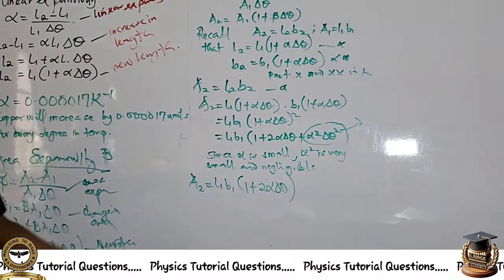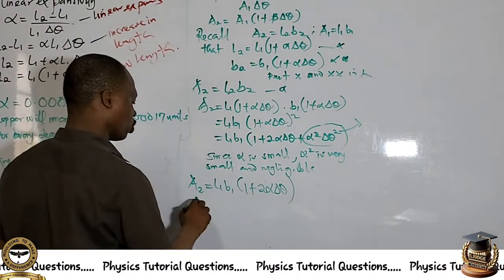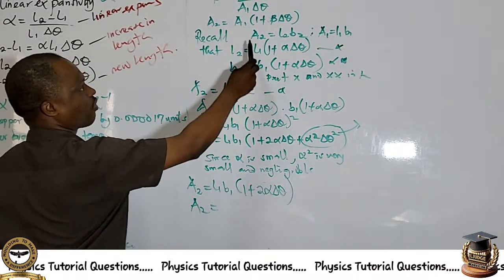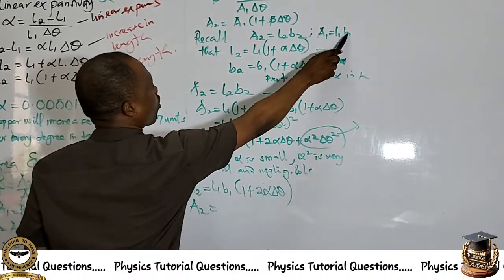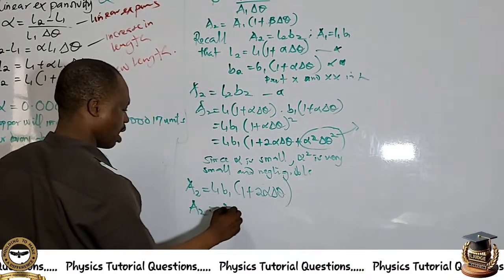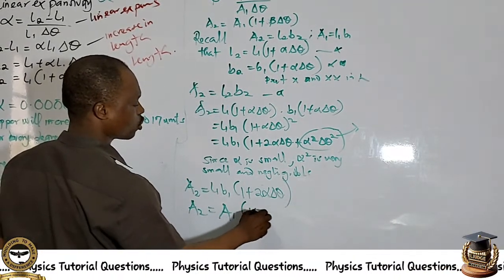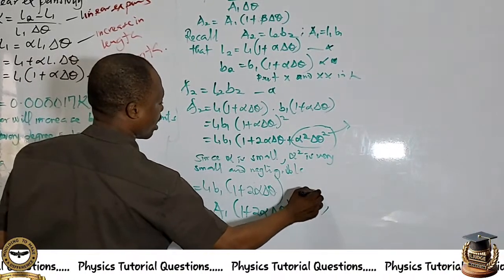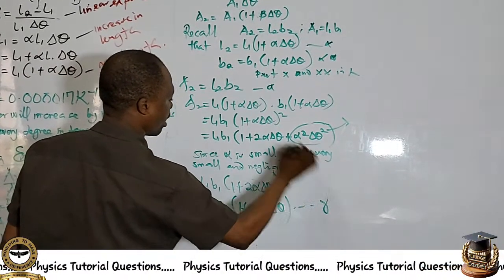And from here, we can see that A2 equals L1 B1, and L1 B1 is A1, then 1 plus 2 alpha delta theta. This is our required equation. Let's call it equation gamma.